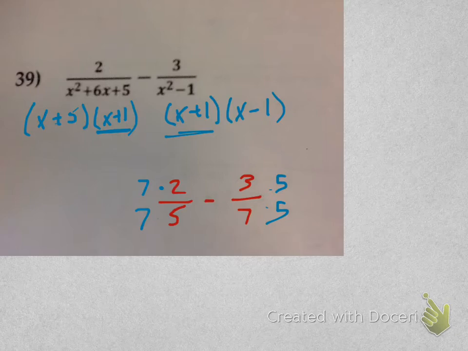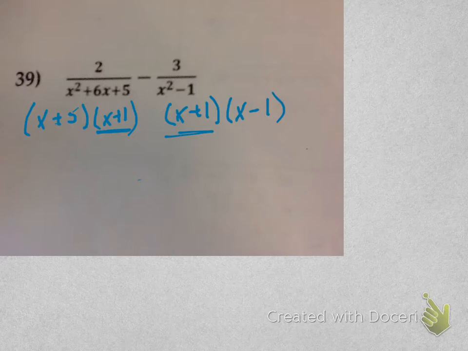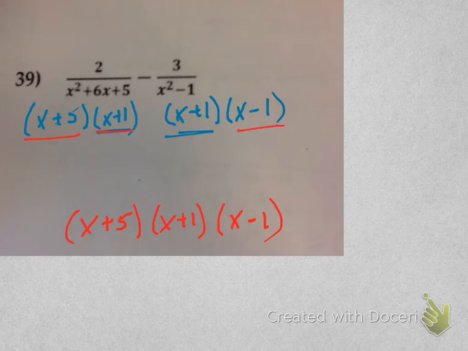So what's the least common denominator for this entire problem? X plus 5? No. X plus 1? No. The least common denominator is x plus 5 times x plus 1 times x minus 1. It's all three of those. Why? I need an x plus 5, I need an x plus 1, and I need an x minus 1. For the same reason, let's look at an old problem.